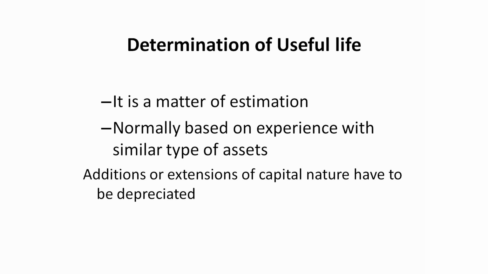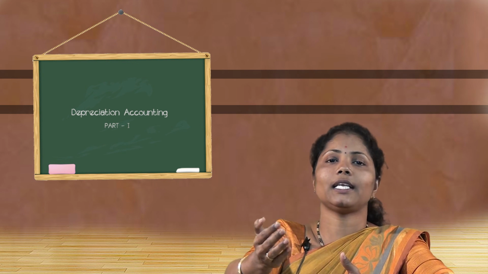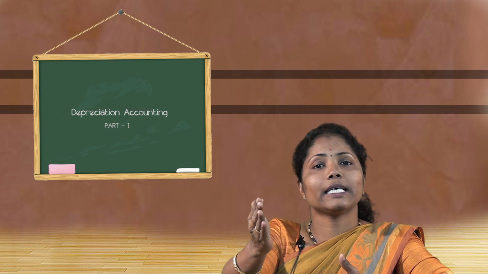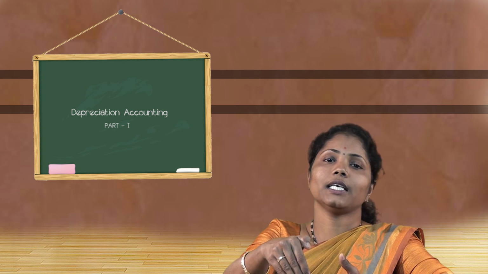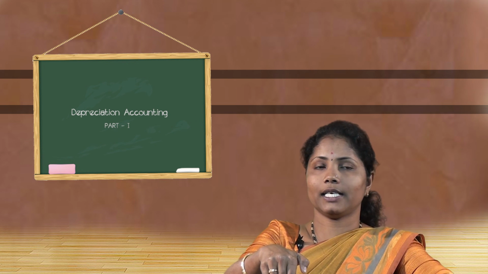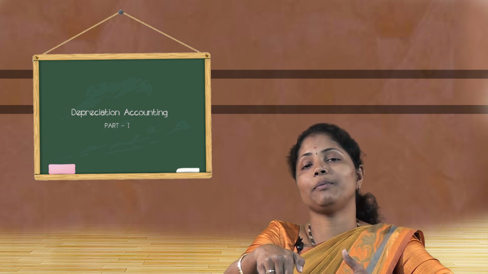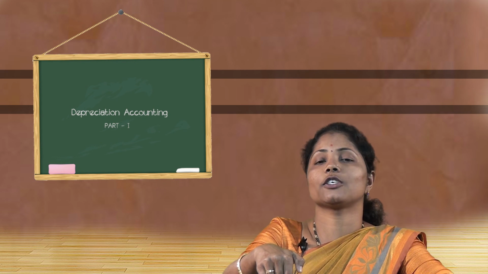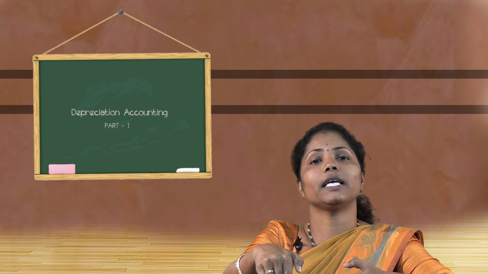If there is any additions or extensions to the existing asset and such additions or extensions are of capital nature, then they have to be depreciated over the remaining life of the existing asset along with the value of existing asset. This is all about useful life of the asset, how to estimate the useful life. This is regarding the theoretical aspects of depreciation. Let us see something more about the same in next session.